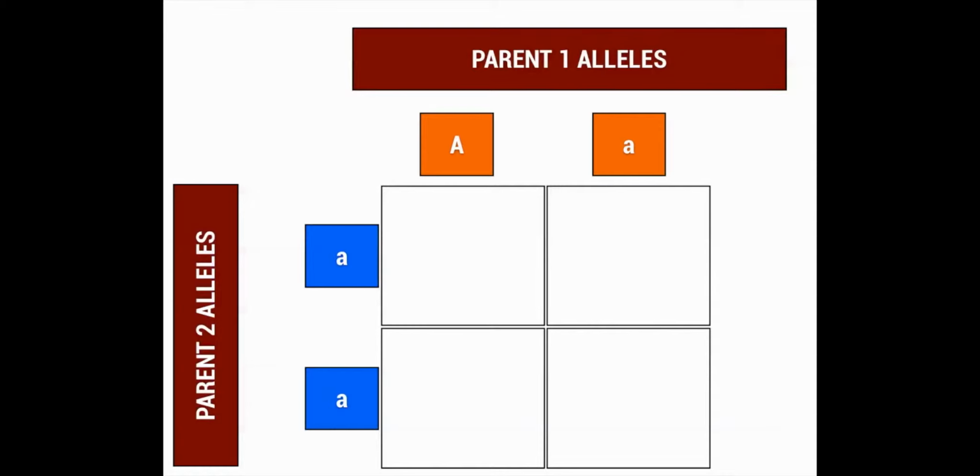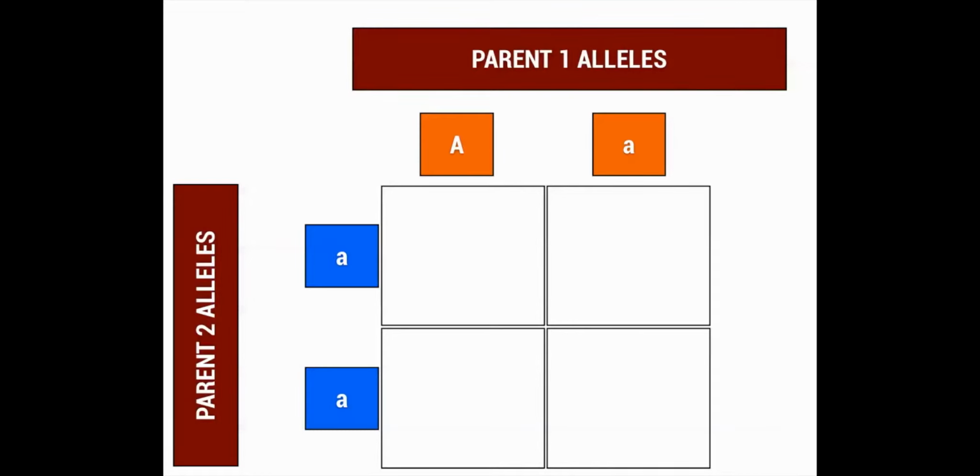A Punnett square looks something like this. On the top, you have the first parent's alleles. In this case, it's a capital A and a lowercase a. And the parent two's alleles are on the left side with two lowercase a's. Now, these a's could represent things like eyes. They could represent things like hair color. They could represent whether you have attached earlobes or unattached earlobes.